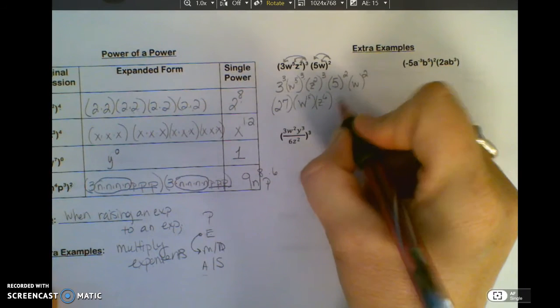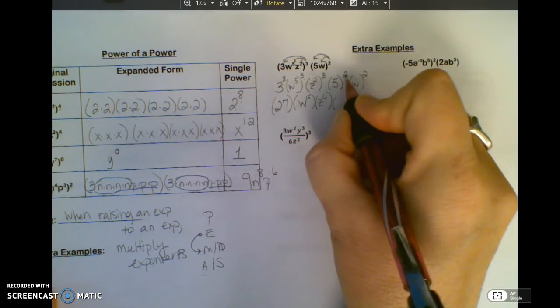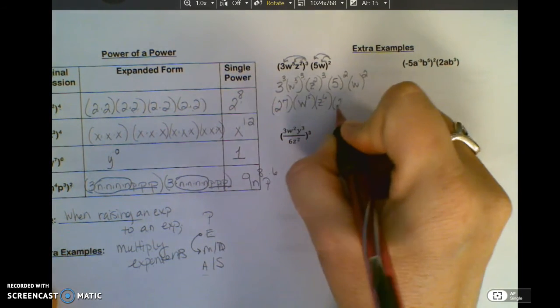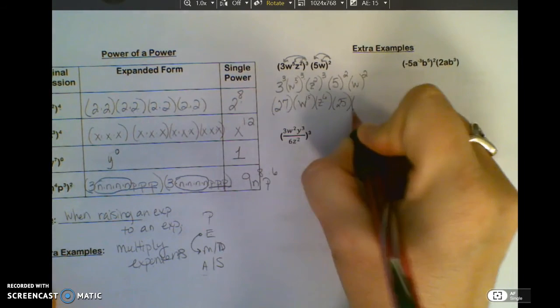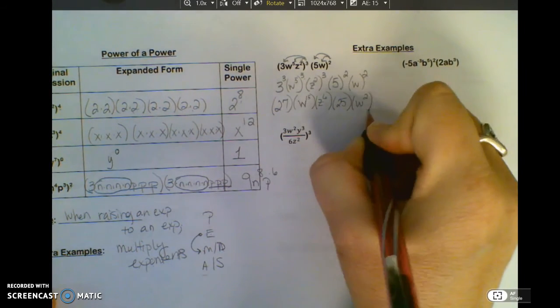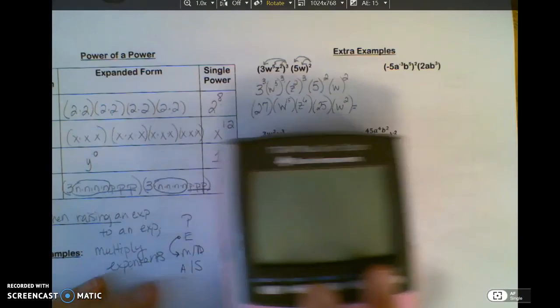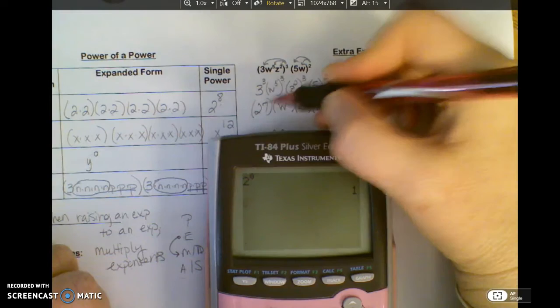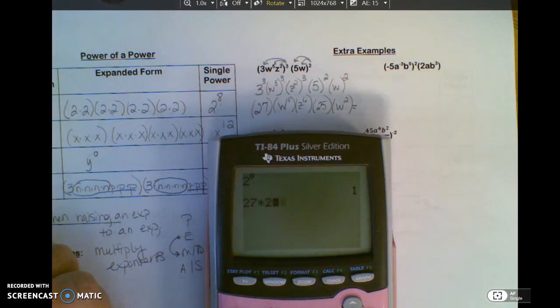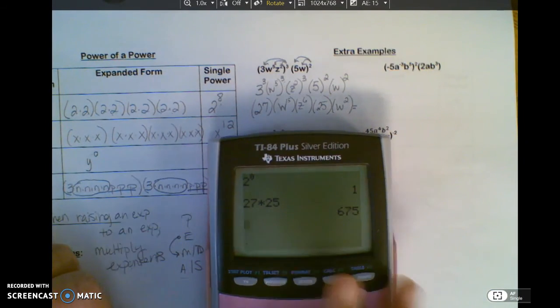5 times 5, that is not 5 times 2, that is 5 times 5, 5 squared. That's 25, and that's w squared. So to get my final answer, 27 times 25, 675.